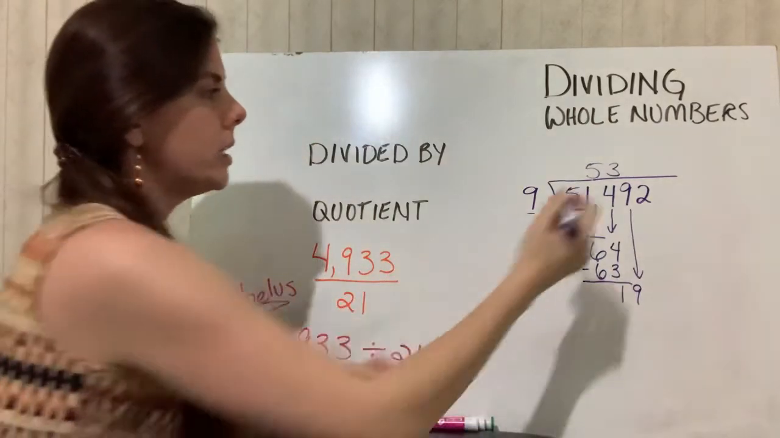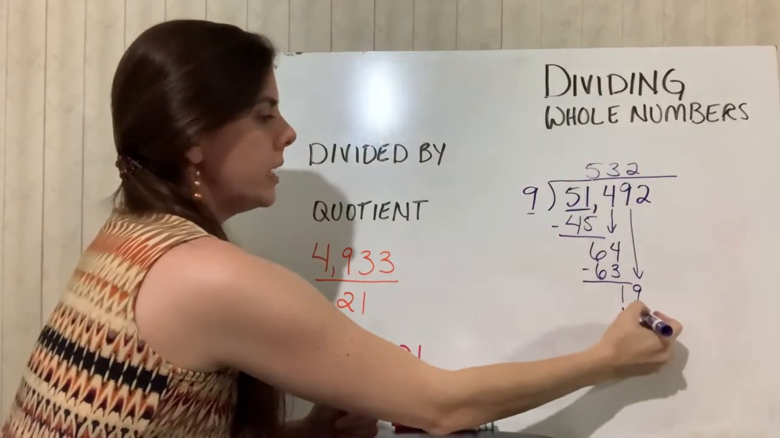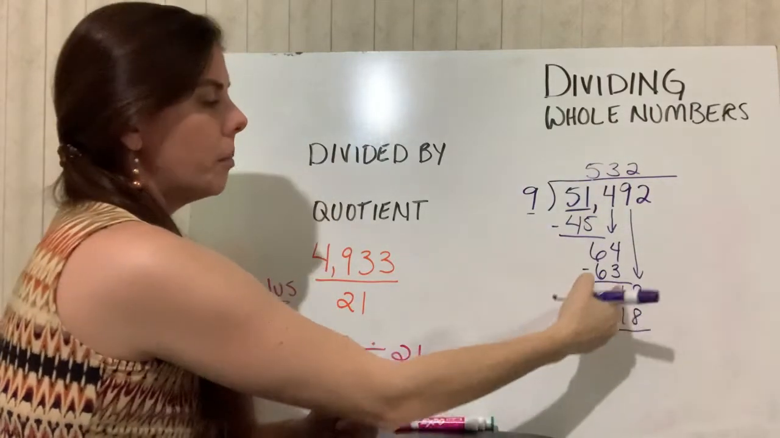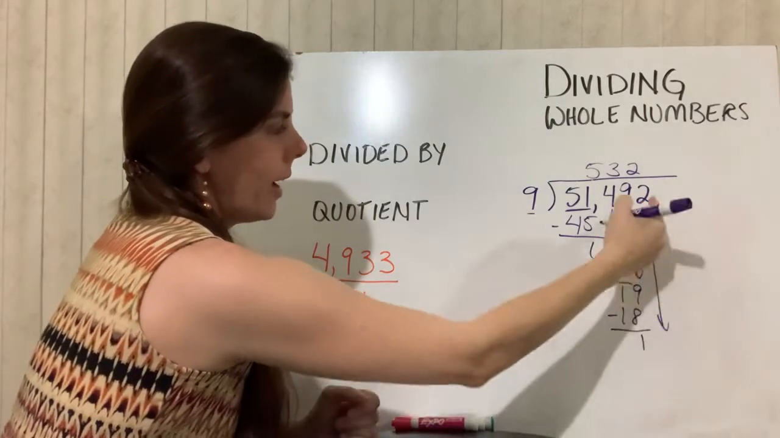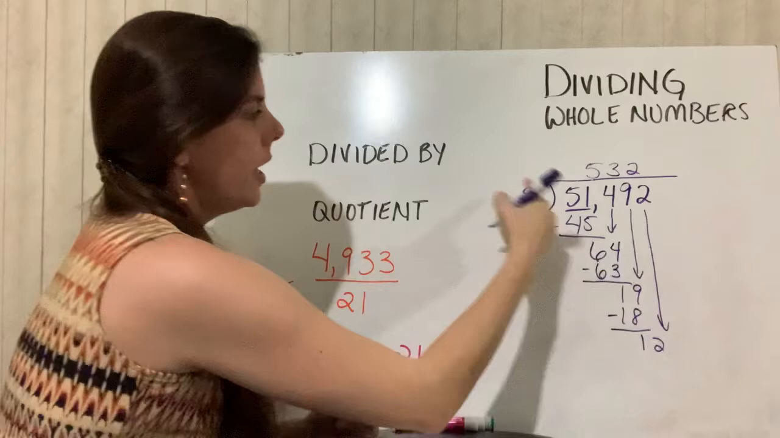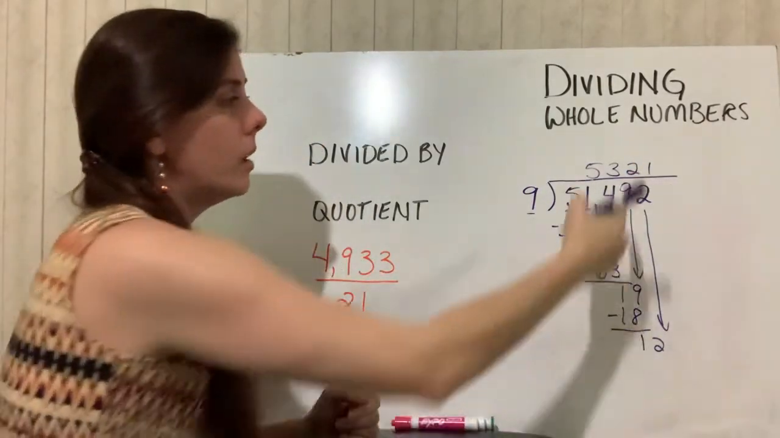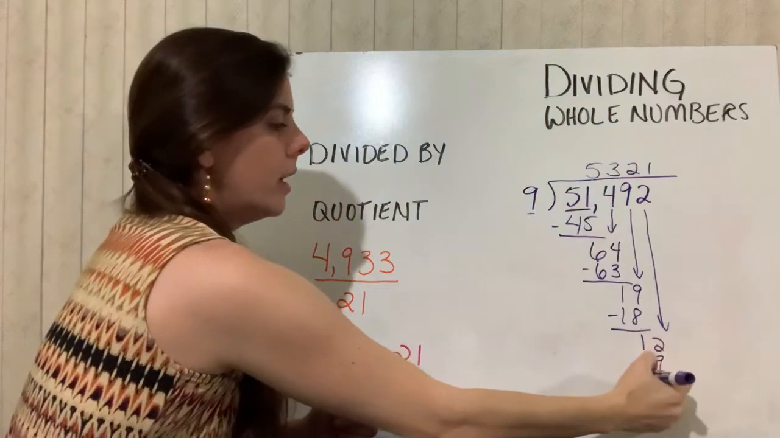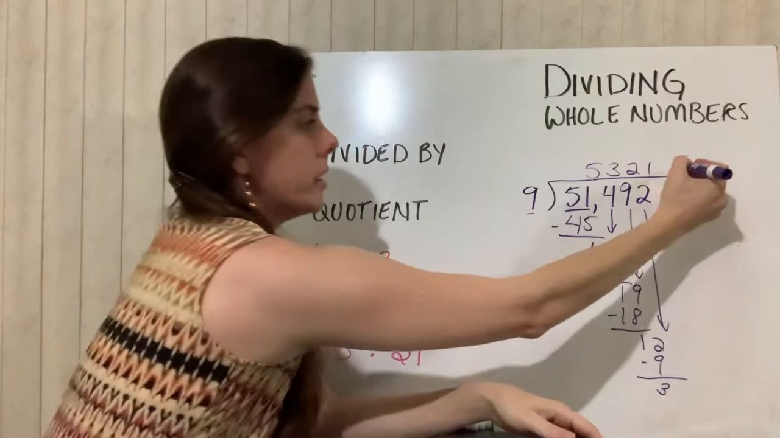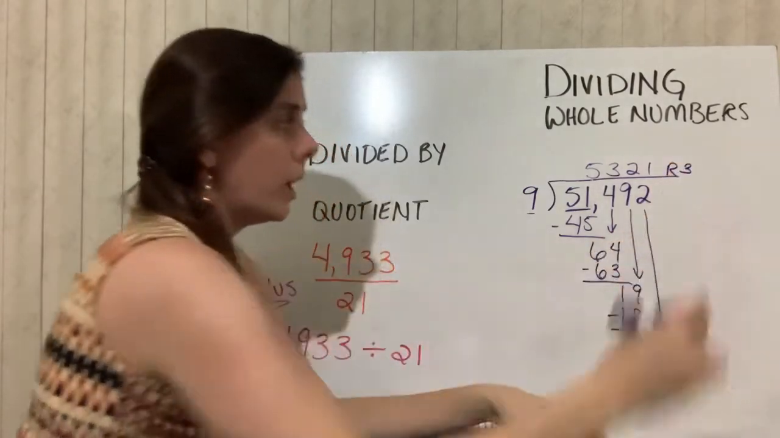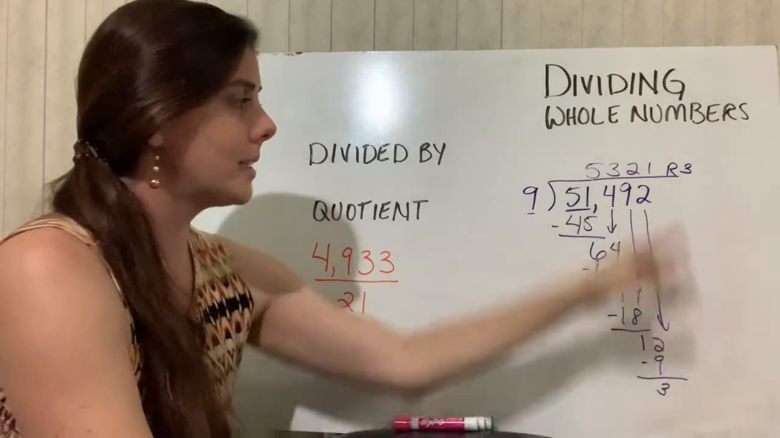9 goes into 19 2 times. 2 times 9 equals 18, and 19 minus 18 will equal 1. Then we bring down our last number, which is a 2. 9 goes into 12 one time. 1 times 9 is 9. And we have 3 left over. Now in grade school, we were taught to just put a remainder of 3. If you do that, that's fine, as long as you recognize that that's the end of this problem.